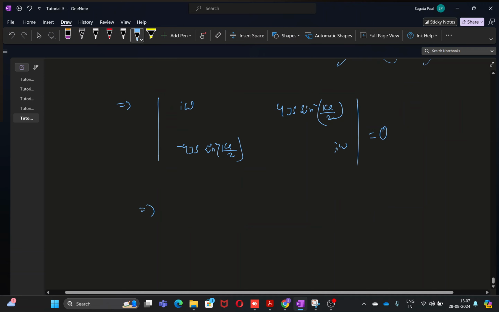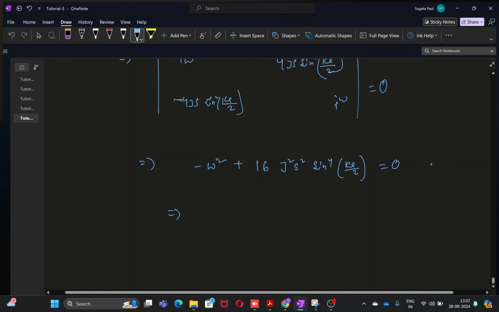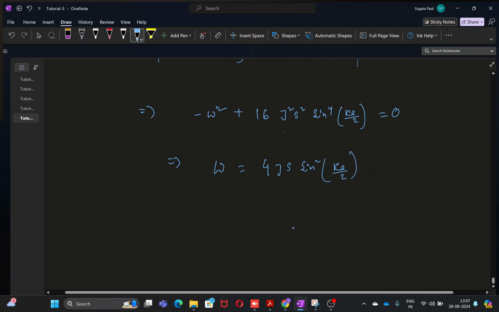This is i squared omega squared, which is minus omega squared because i squared is minus 1. Then minus, and this minus making it plus. So this is 16 J squared S squared sine to the power of 4 ka/2 equal to 0. So your omega squared, take it to the other side, is this thing. So omega is just the square root of that, that is 4JS sine squared k/2.